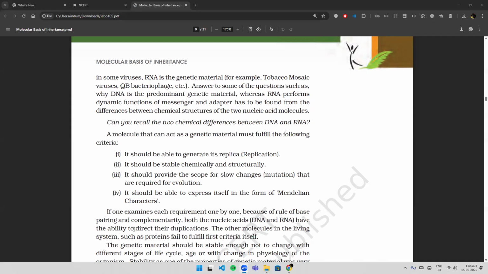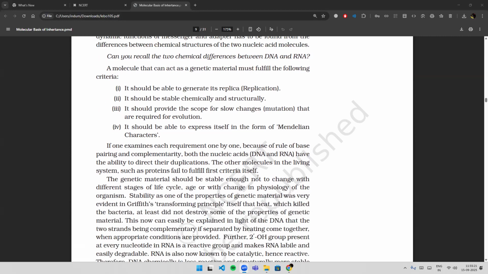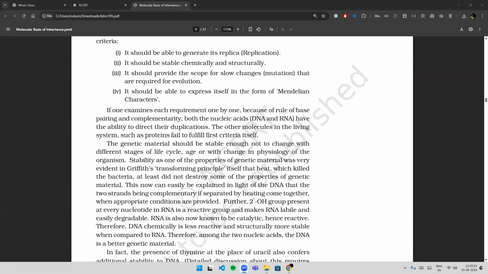A molecule that can act as a genetic material must fulfill the following criteria. Number one, it should be able to generate its replication. Number two, it should be chemically stable and structurally too. Number three, it should provide the scope for slow changes that are required for evolution. Number four, it should be able to express itself in the form of Mendelian characters.